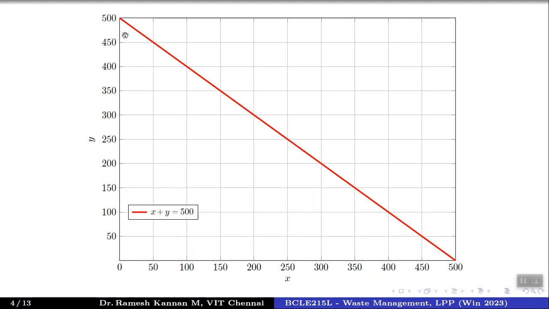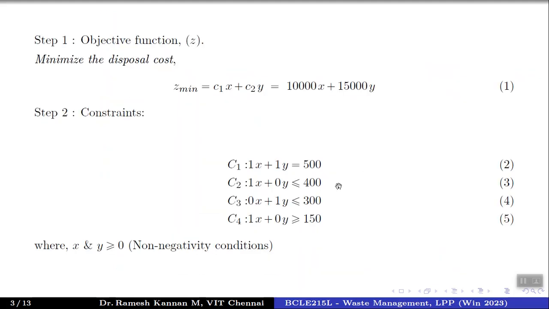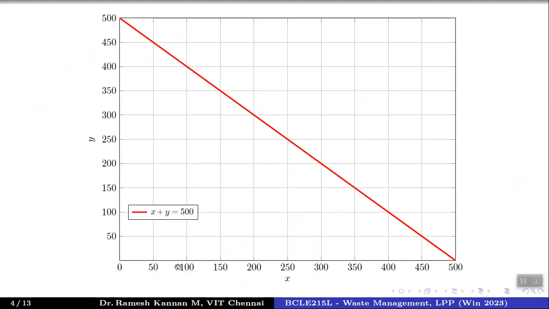And how do we get this 500 line? That is the first constraint. Constraint number 1, x plus y is 500. When you substitute x equals 0, we'll get y equals 500, which is 0 comma 500. And when you substitute y equals 0, we'll get x equals 500. So 0 comma 500 and 500 comma 0. This is 0 comma 500 and this is 500 comma 0. When you join the two points, you'll get this perfect linear line. This is for constraint 1.